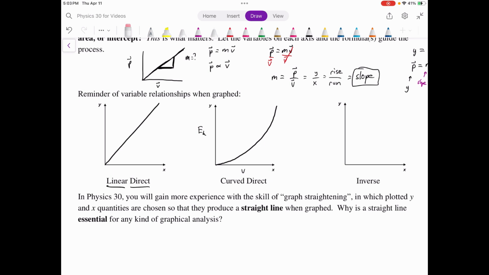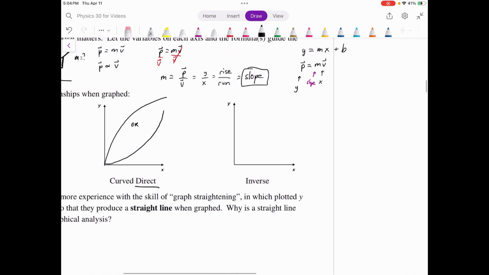Or we could also have a curved direct relationship, something like this. This isn't what speed and kinetic energy would do, but still, as the x variable gets larger, the y variable is getting larger. So it's still a direct relationship, but it's getting larger at a slower and slower rate, right? The rise over run, the slope, is not constant. The rise is getting smaller and smaller, even if I keep the run the same, right? So it is direct. As x gets bigger, so does y, but it's curved. It's not linear.